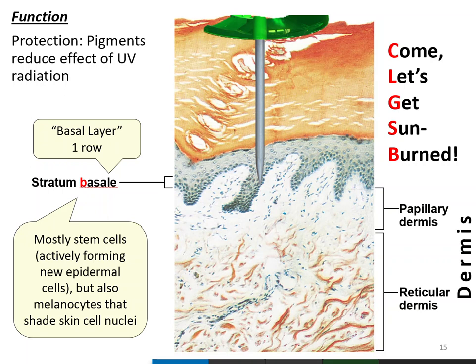And the purpose of the pigmentation has to do with shading the nuclei of your skin cells. By having the pigments surrounding the nucleus of those skin cells, it's essentially protecting the DNA of those stem cells, shading the DNA so that any UV radiation might not harm that DNA as much as it otherwise would.